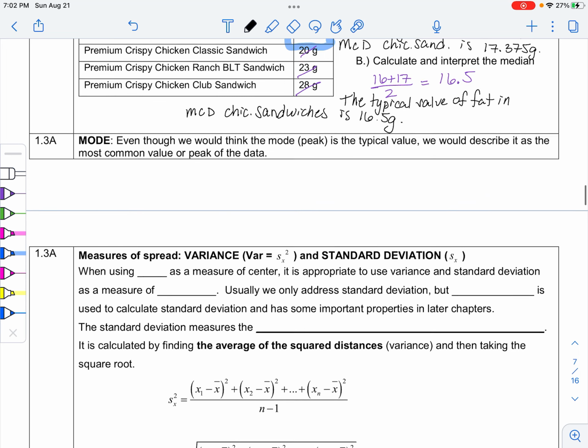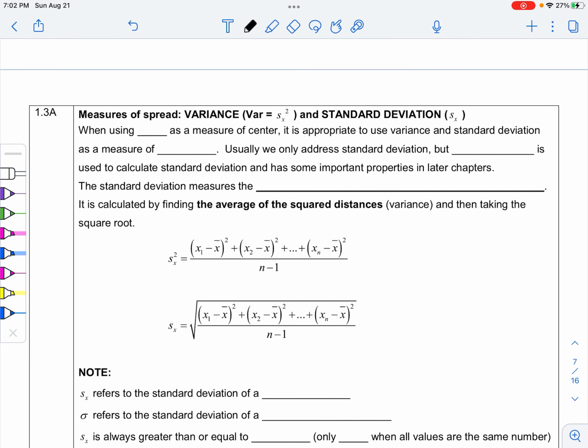Then we have something else called your spread. Again, with SOCS, we have shape. That is your symmetrical, your right skew, your left skew, or even uniform. We have O for outliers. We'll talk about outliers here in a minute, how we calculate those. We have our C, our measures of center. This is typically mean or median. And we have our last S for spread.